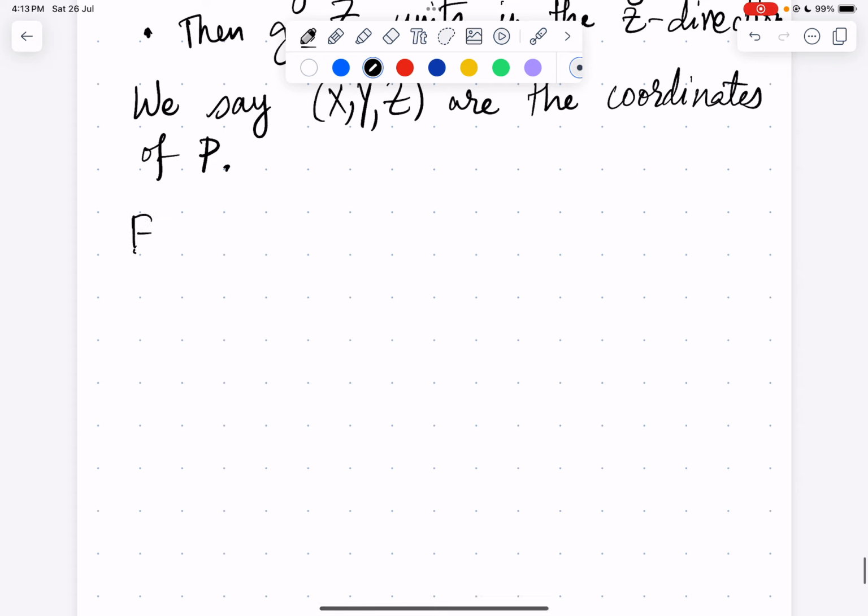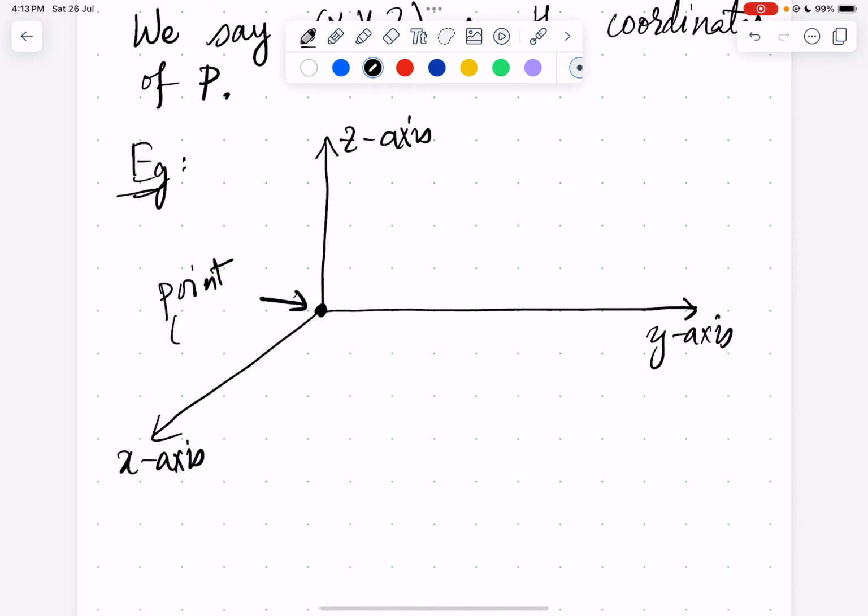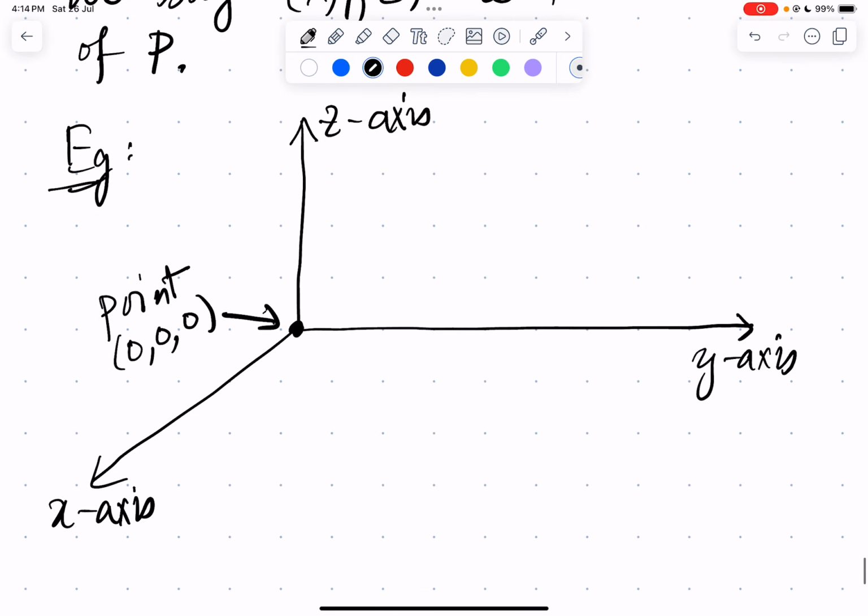So for example, we'll take some basic example. So as usual this is the x-axis, this is the y-axis, and this is the z-axis. This is three-dimensional space, and the origin has coordinates 0, 0, 0. Its address is 0, 0, 0. You begin at the origin, you move 0 units in the x direction, then you move 0 units in the y direction, then you move 0 units in the z direction. That is the address of the origin, right?